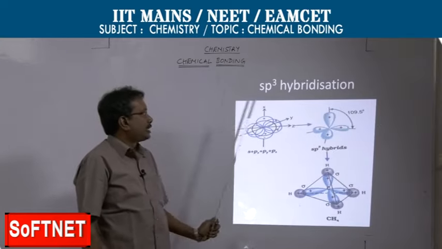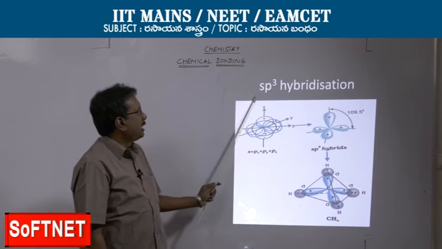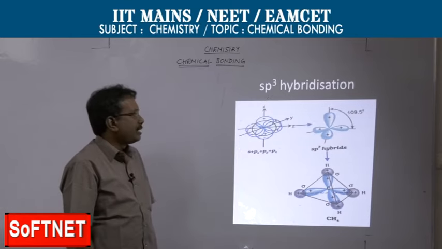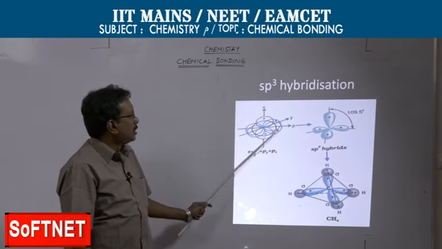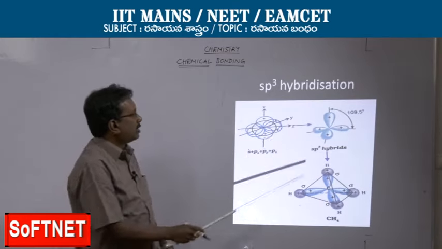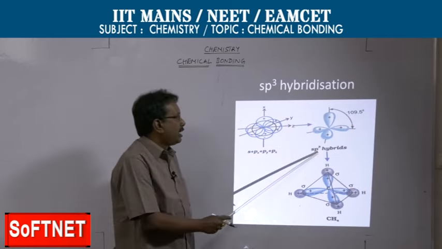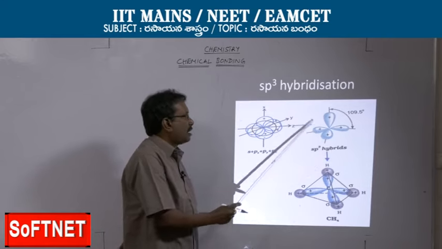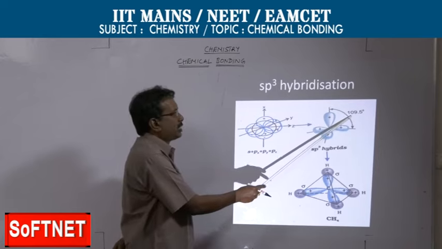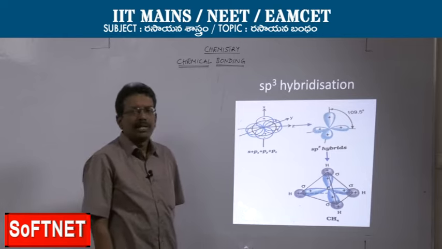Now let us move to one more example, that is sp3 hybridization. In sp3 hybridization, intermixing of one s and three p orbitals forms 4 sp3 hybrid orbitals. Here, if you observe, one s orbital and three p orbitals mixed together and produce 4 sp3 hybrid orbitals. According to hybridization, all those 4 sp3 hybrid orbitals acquire minimum repulsion with a separation of 109.5 degrees. This is called the tetrahedral bond angle, 109.5 degrees.